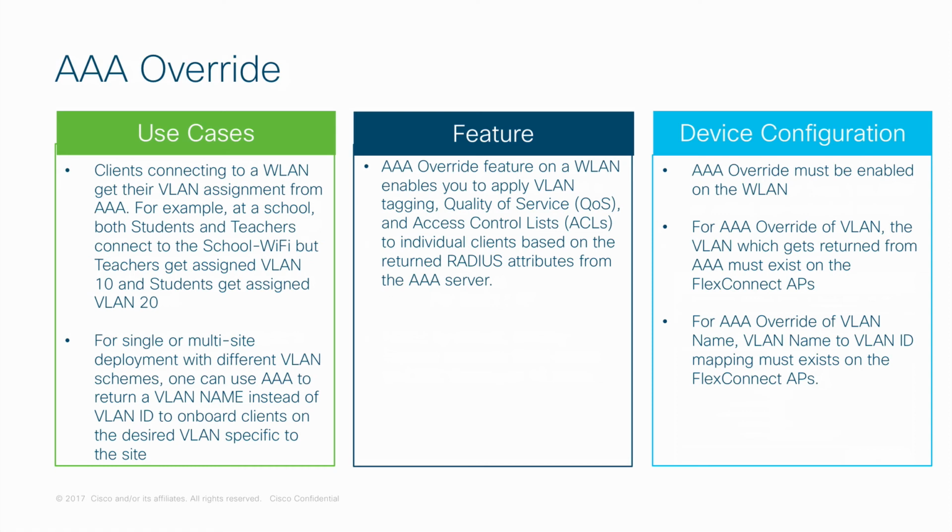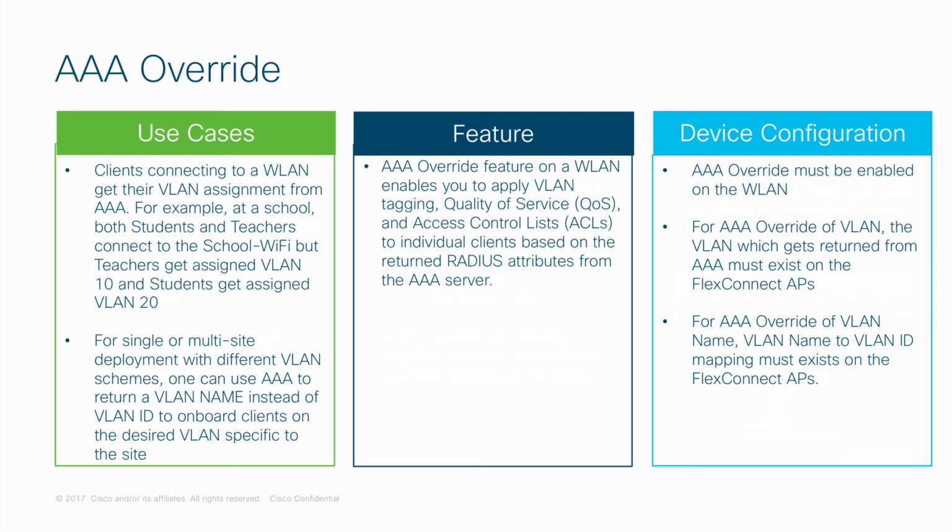So let's take another use case of a multi-site deployment with different VLAN schemes at each site. There, one can use AAA to return a VLAN name instead of a VLAN ID to onboard the clients. The way to understand this is, let's take an example of a school district. The school district has two schools, School A and School B, and there is a central RADIUS server serving both these schools. So you have teachers and students in School A, and you have teachers and students in School B.